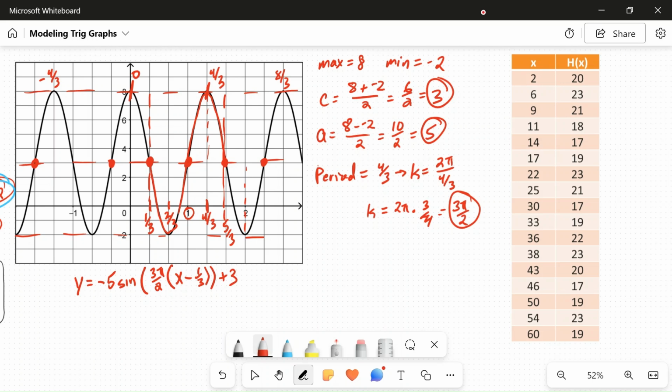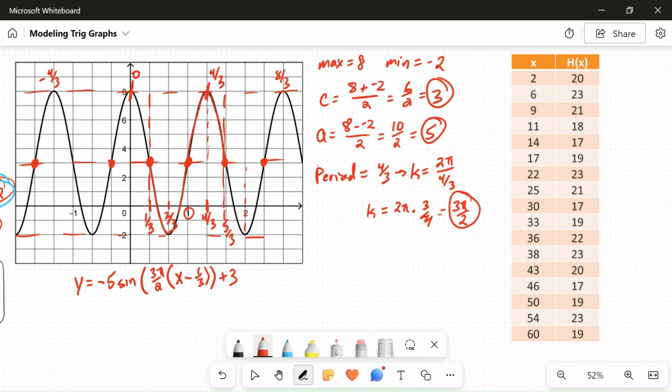Its amplitude is 5. The period was 4/3, which when you combine that with the 2 pi, gives this 3 pi over 2 fraction. I'm starting my graph at 1/3, which means I have the x minus 1/3 here. And because the graph at 1/3 starts to go down to the minimum instead of up to the max, I have to make it reflective.